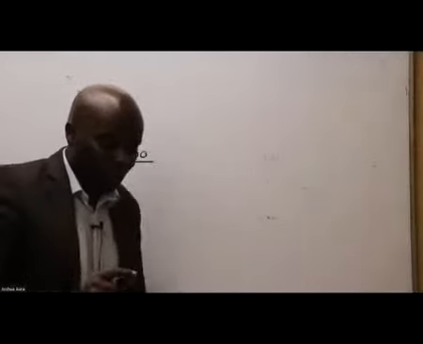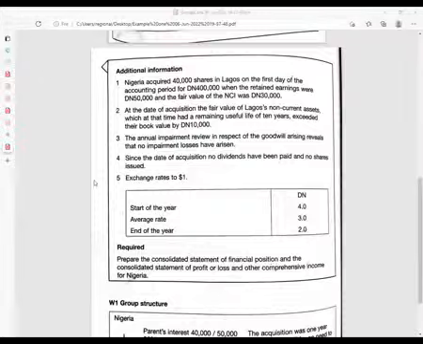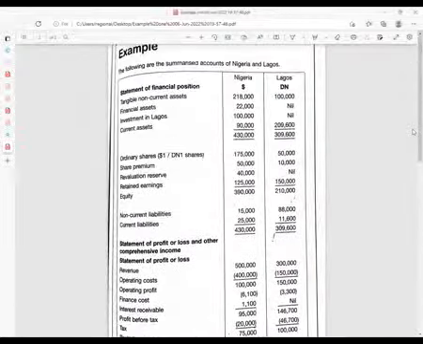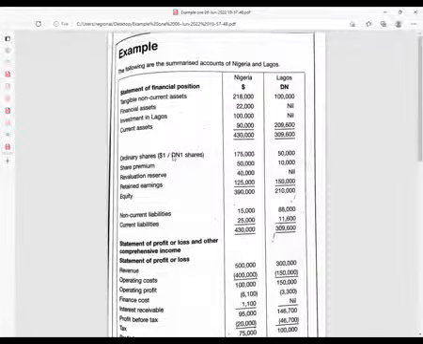Please go to the balance sheet of Lagos, the statement of financial position of Lagos, and read the number of shares that Lagos has in full. So Lagos has got how many shares in total? Look at this. It's ordinary shares, DN1 shares, meaning that the par value is 1 across the board. So remember to get the number of ordinary shares.